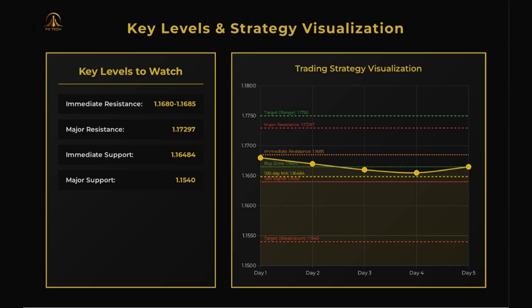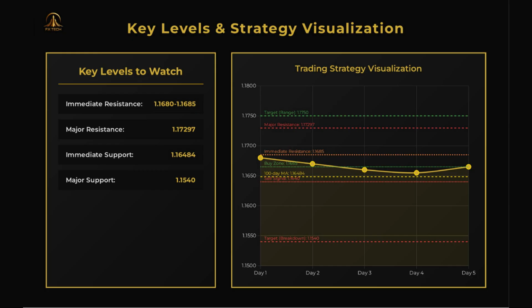Key levels to watch include immediate resistance at 1.1680 to 1.1685 and major resistance at 1.17297. On the support side, immediate support sits at 1.16484, with major support at 1.1540. The trading strategy visualization chart shows how these levels interact with price action.